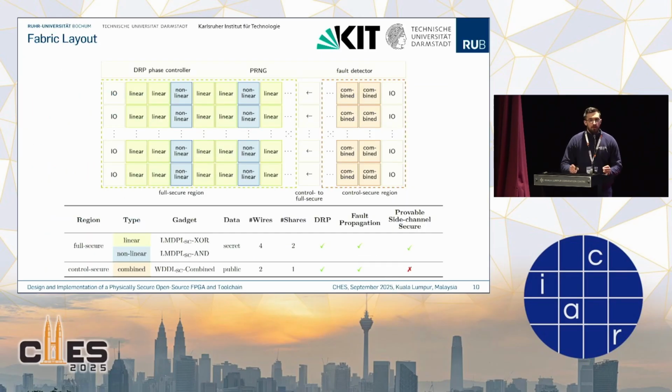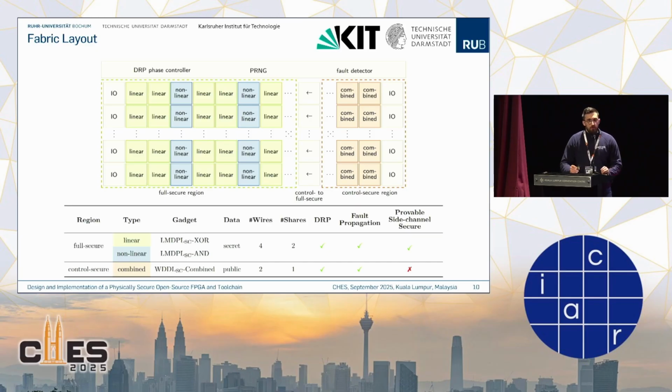All right, now let's assemble this together into a fabric layout. Here we can see how the tiles are organized. On the left side, we have some I/O tiles for the full CQ region that are connected to the CGBs inside the linear and nonlinear tiles for the LMDPL part. On the right side, we have some I/O tiles for the control CQ region that are connected to the self-checking WDDL gadget blocks and the unidirectional connection in between.